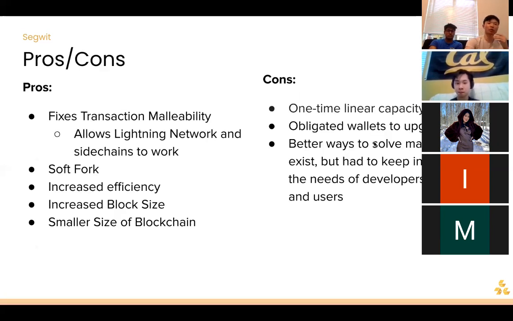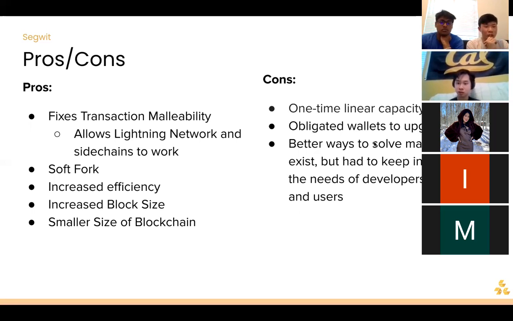And so we go into the pros and cons of Segwit, and we can see that the pro is that it fixes transaction malleability. Remember, we moved the witness data outside of the transaction, and so transaction malleability is fixed. And the reason this is so huge is because this actually paves the path for Lightning Network to come into play. And Lightning Network is an L2 solution that we'll talk about later on. And you'll see why this is so huge, because Lightning Network can really change the face of Bitcoin.